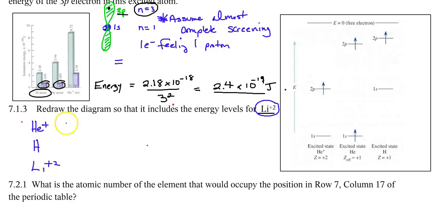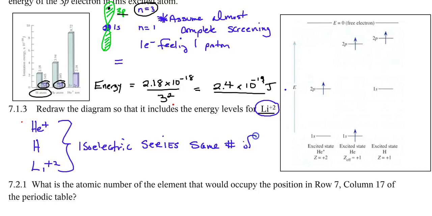It's very important that you recognize what we have here. This is called an isoelectronic series. What's so special about an isoelectronic series is that they have the same number of electrons, yet different numbers of protons. Helium has 2 protons. Hydrogen has 1 proton. Lithium has 3 protons. Helium plus has 1 electron.